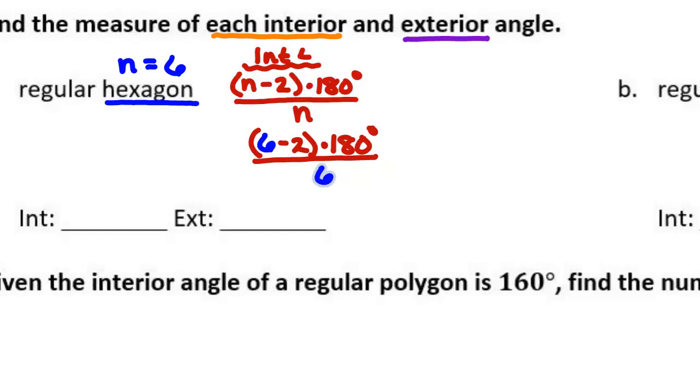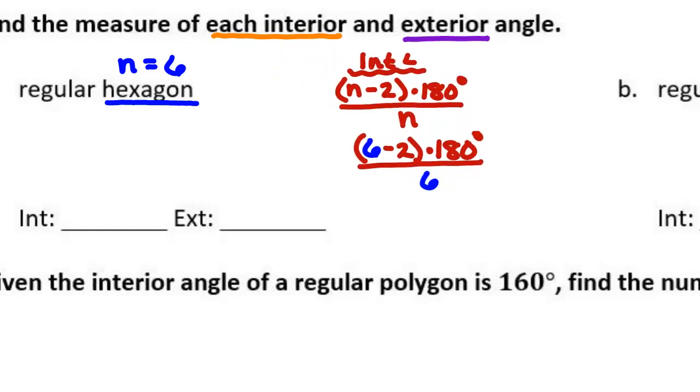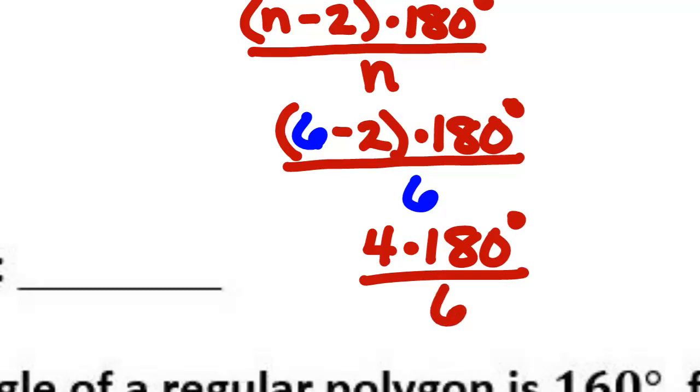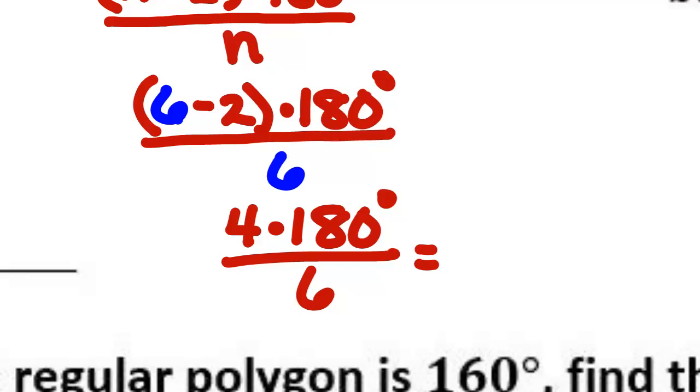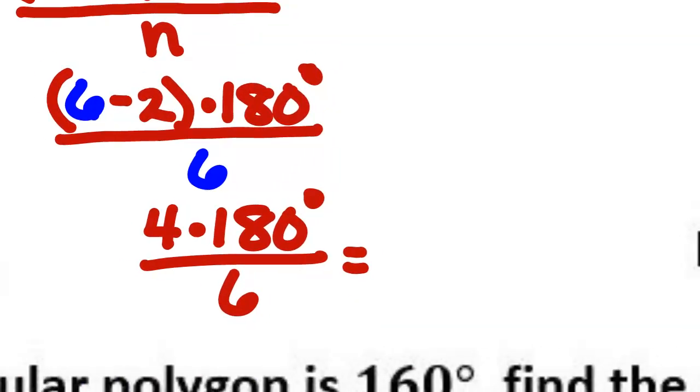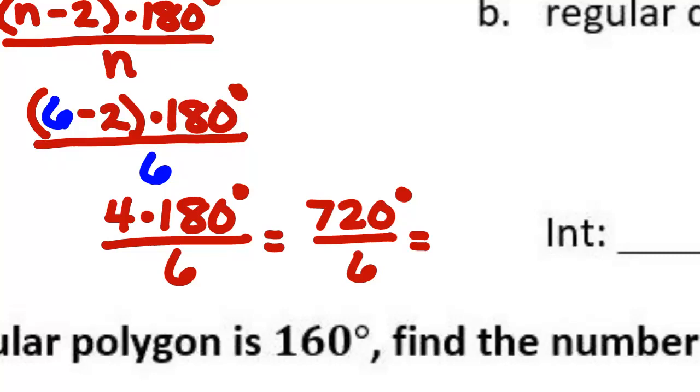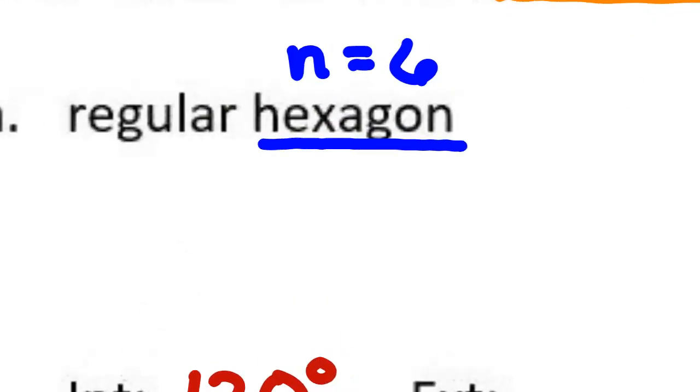So 4 times 180 over 6. What is 4 times 180? And 720 divided by 6 would give us what? 120. So this is the measure of my interior angle, 120 degrees. To find the exterior angle, it's quite a bit simpler.